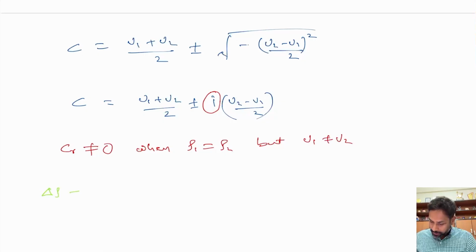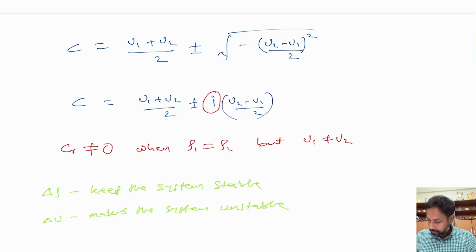So basically what it means is delta rho keeps the system stable, whereas delta u makes the system unstable. Okay, and this is something we already saw previously when we were talking about the basics of the wave, right?